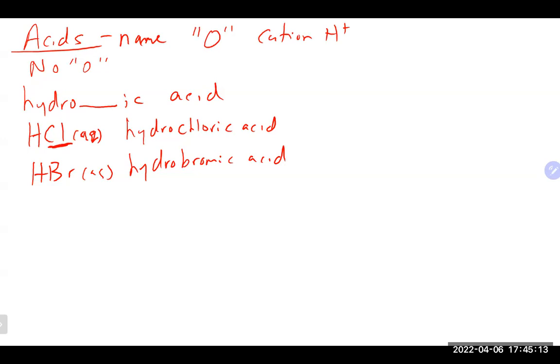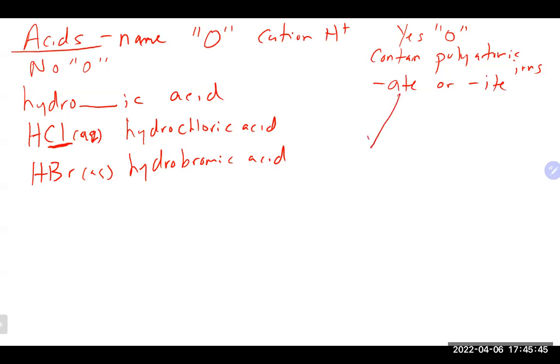And anybody without an oxygen, that's how you name it. Now, if yes, it does have an oxygen, it pretty much will contain one of those polyatomic ions. And if you remember, those polyatomic ions ended in one of two ways. Most of them ended in ate or ite. And when we look at an acid, if the polyatomic ion ends in ate, the acid is something-ic acid.